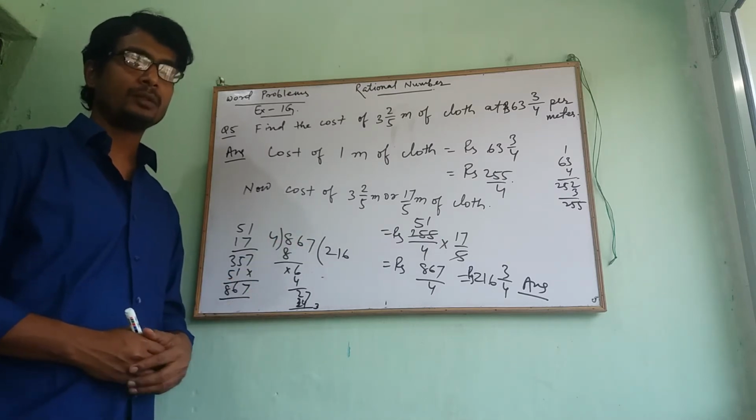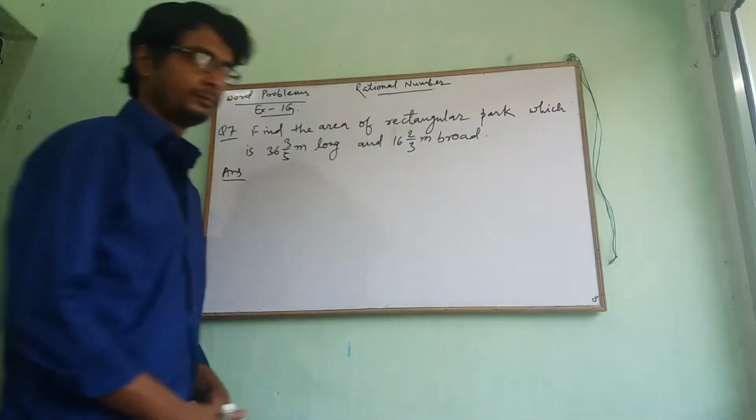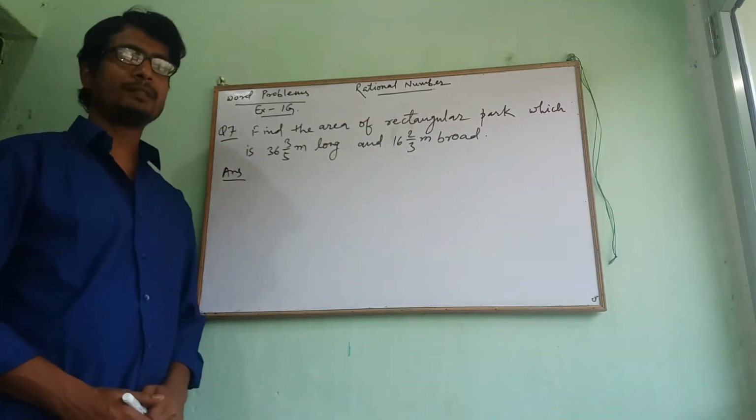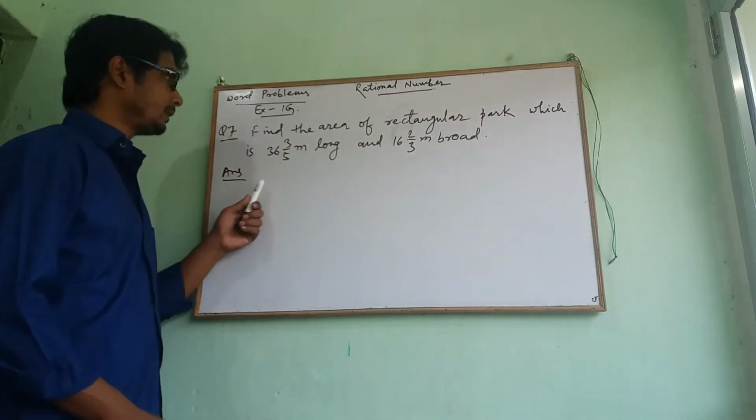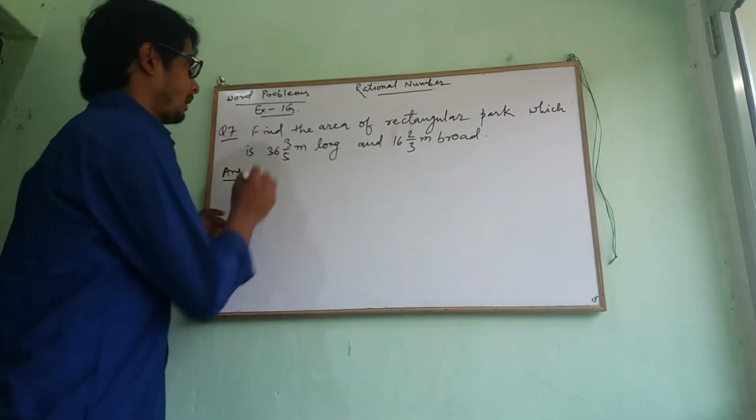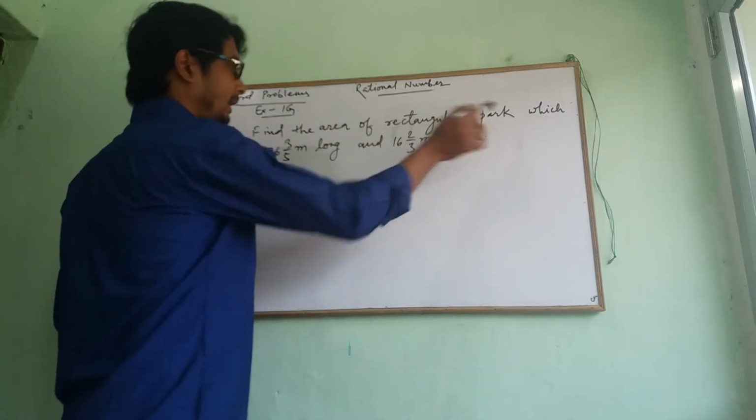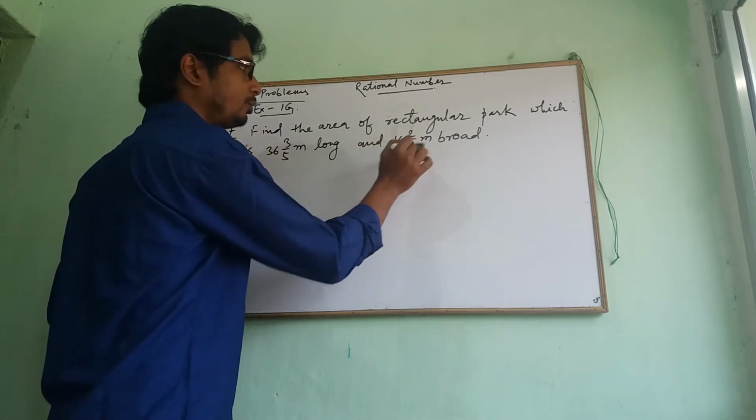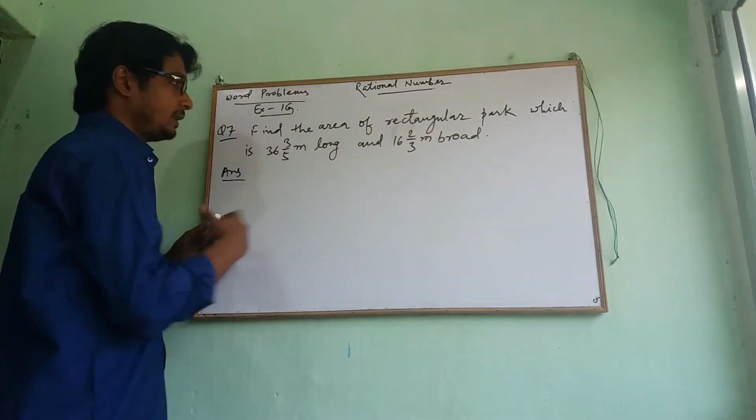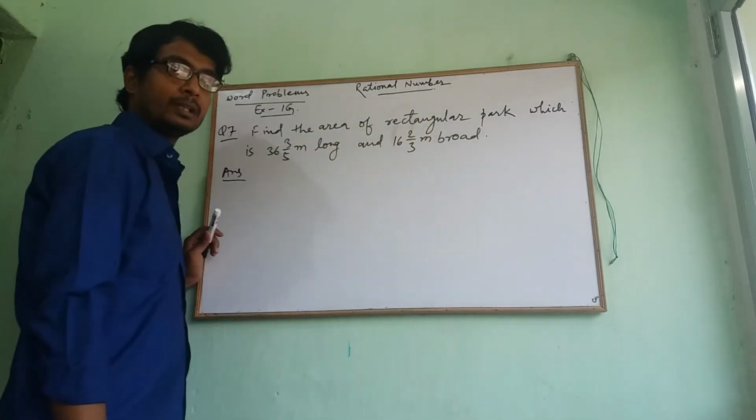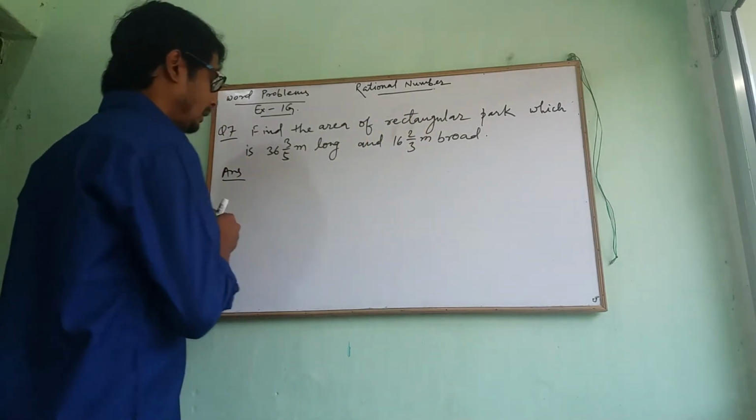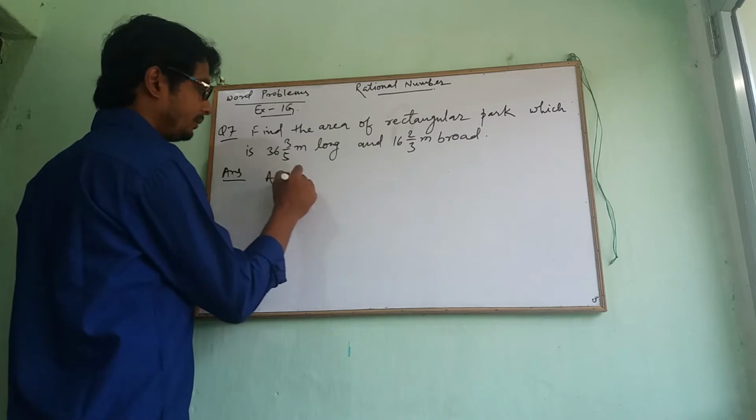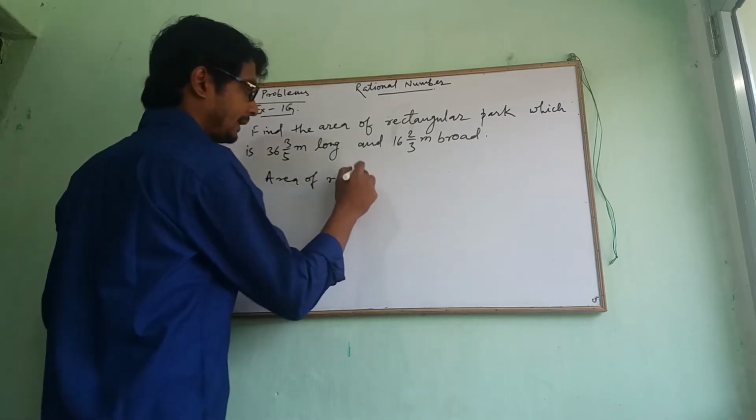Now let's move on to my next question. Now let's start with question number 7. Find the area of a rectangular field which is 36 whole 3 by 5 meter long and 16 whole 2 by 3 meter broad. Now you can see the length and the breadth of the rectangular field are already given to me. Now what is the area of the rectangle?